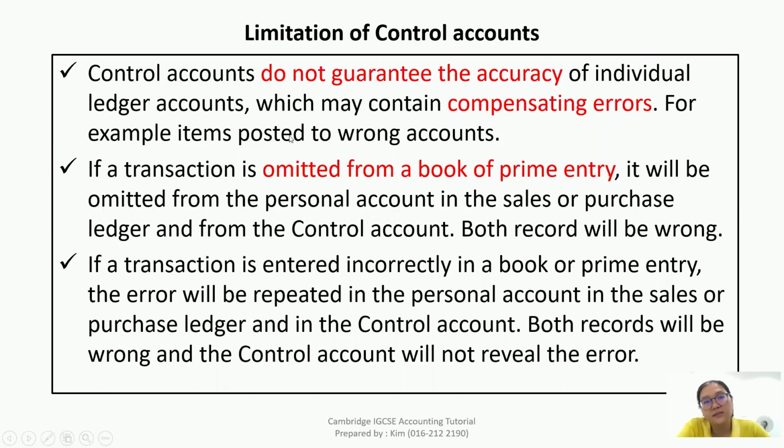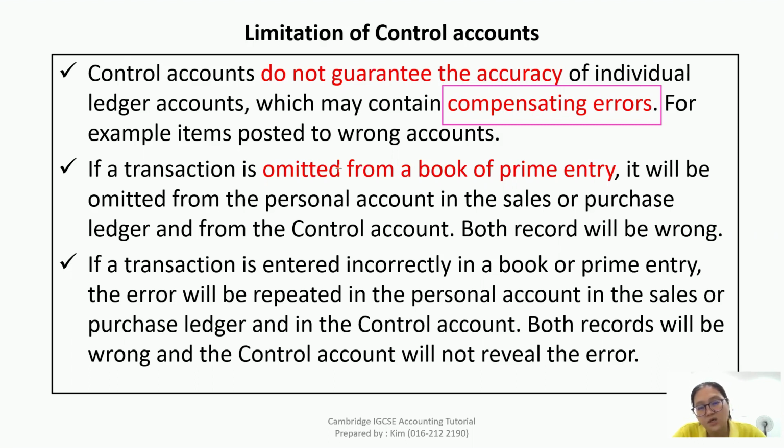But the control account has limitations. What is the limitation that we have? The control account does not guarantee the accuracy of individual ledgers, which may contain compensating errors. What is a compensating error? A compensating error may be that there is more than one error, two errors, three errors, that so coincidentally the debit and credit can be equalized. So that is called a compensating error.